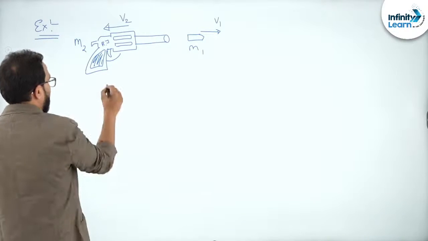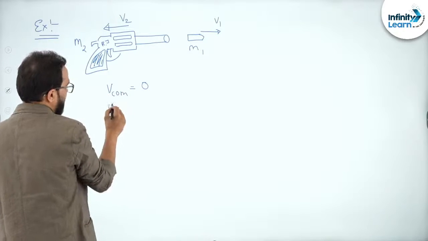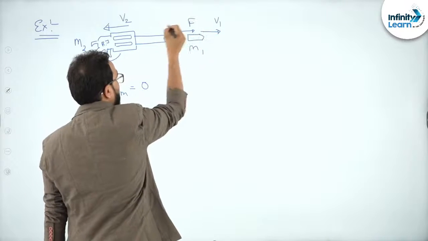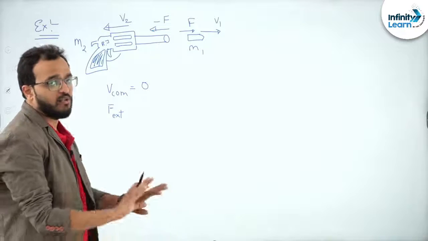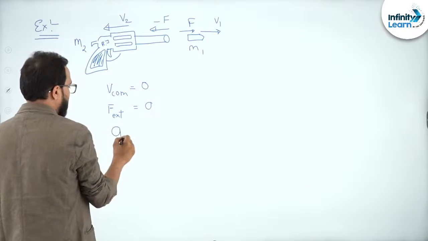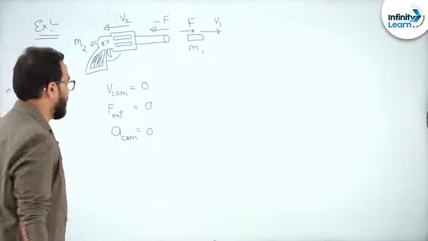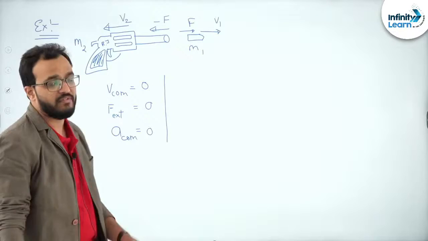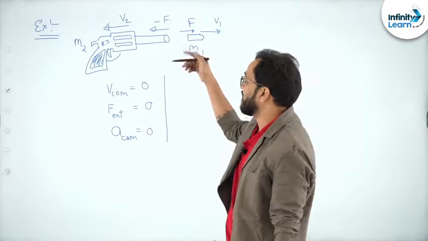Now, why will it happen? The velocity of center of mass was 0 initially. Since there is no external force, whatever force is applied on the bullet, the same force is applied on the gun. So the net internal force is 0, there is no external force, so the net force on the system is 0, and hence the acceleration of center of mass is also 0. Acceleration of center of mass is 0 and velocity of center of mass is 0, that means the center of mass will remain at its own place, it will not move. That means about the center of mass, these two things are going to move.